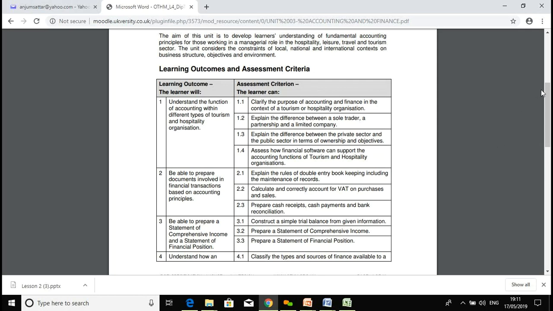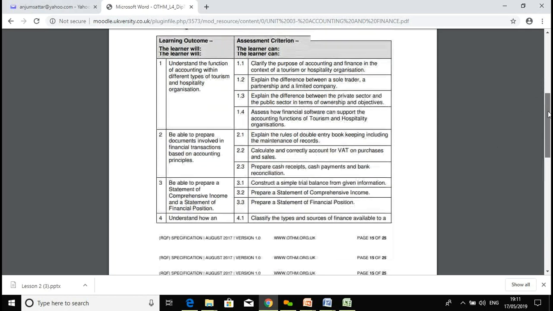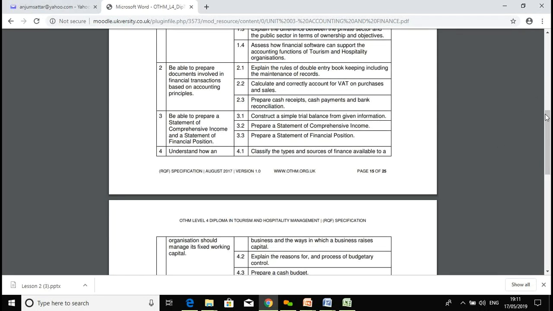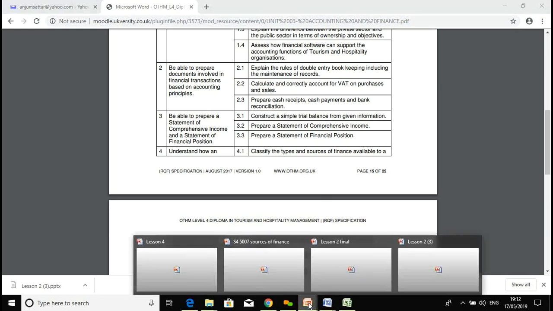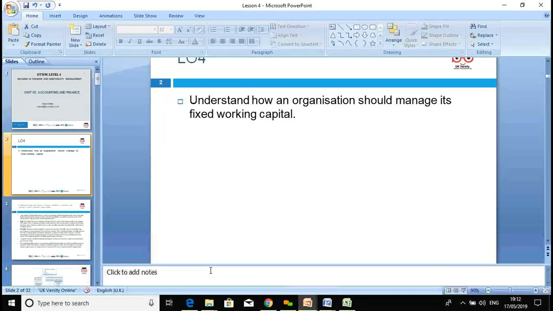So in today's lesson we'll go through the sources of finance: where we can get the money from, how we can use the money effectively, and how we make the decision to get the best source of finance. Then in 4.2 we'll go through the reasons for budgeting and budgetary control, and then we'll try to prepare the cash budget. So that's all for today.